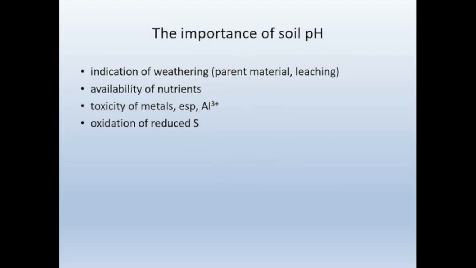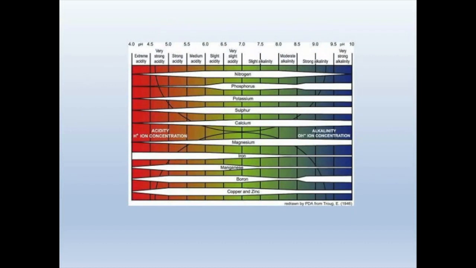pH gives us an indication of weathering. Lower pHs we associate with things being more weathered. It gives us the availability of nutrients, toxicity of metals, especially aluminum, and how oxidized or reduced our sulfur might be. So you've probably seen this diagram before of the availability of different elements or different nutrients varying with pH. Extremely acid on this end, extremely alkaline on that end. We want to keep things around pH 6.5 or so because that's when all of our nutrients are most available.